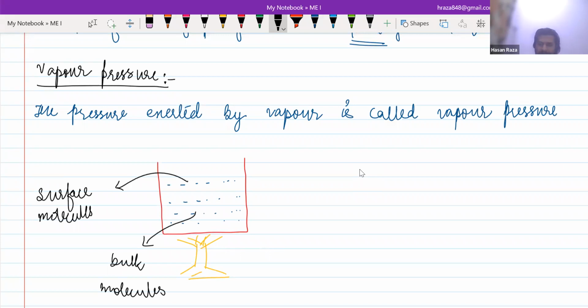So, what do you think? Which molecules will evaporate or be vaporized first, the surface molecules or the bulk molecules? Surface molecules, what you just said, Alan. Surface molecules? Very good. So basically, why do the surface molecules evaporate or vaporize first compared to the bulk molecules?